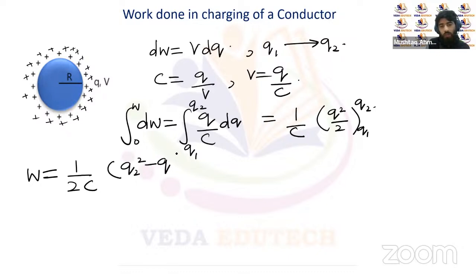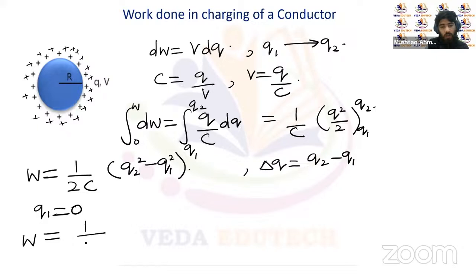So this will be the total work done in supplying a charge to this conductor from q1 to q2. It means the total charge supplied to this conductor will be q2 minus q1, right? And let's suppose q1 is equal to 0. Then the total work done will be 1 by 2C multiplied by q square, or we can say that work done will be q square upon 2C. This will be the work done in supplying the charge to this conductor from q1 to q2, right?